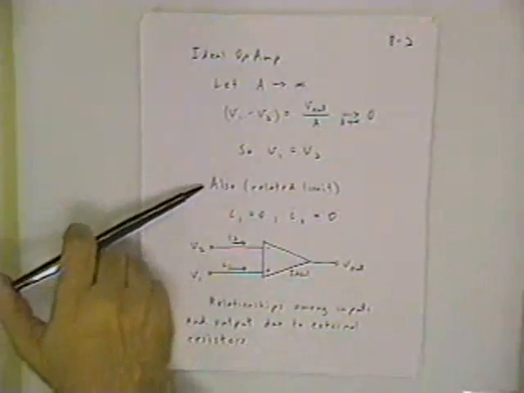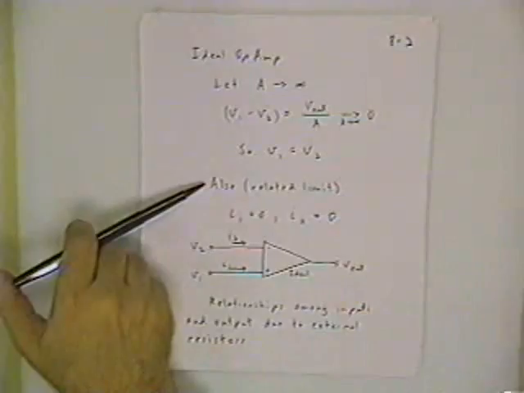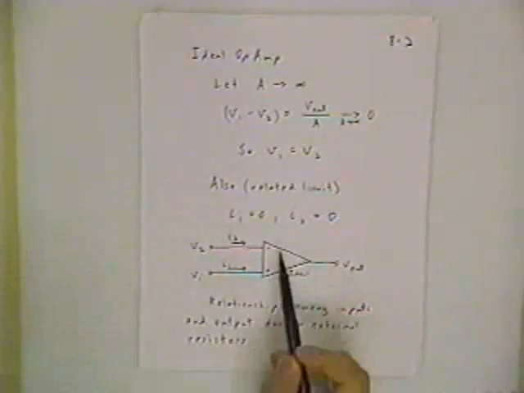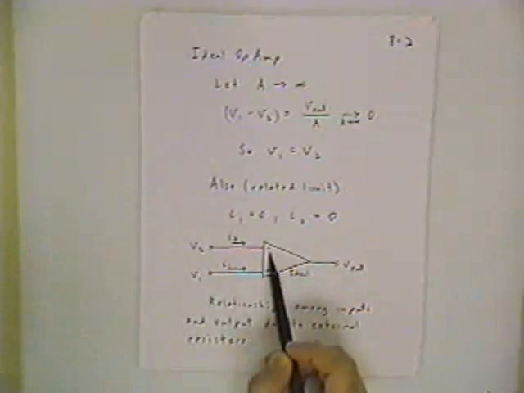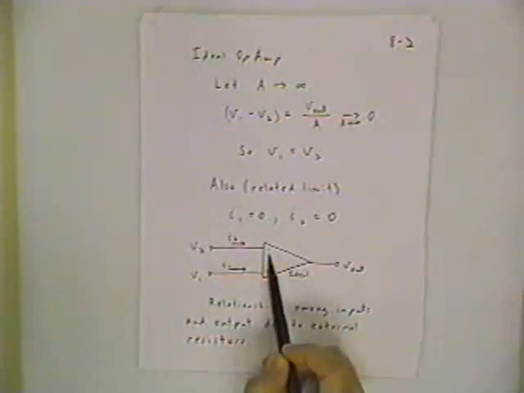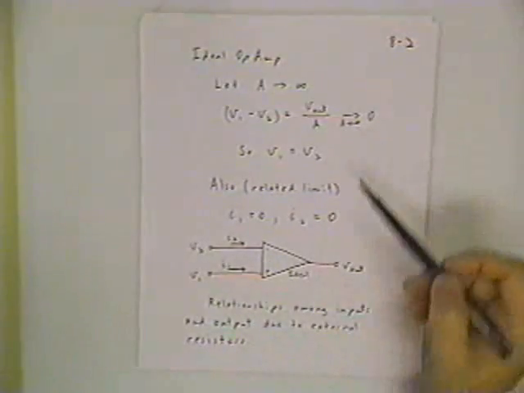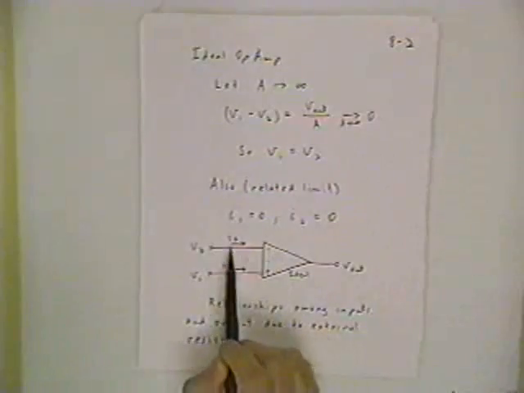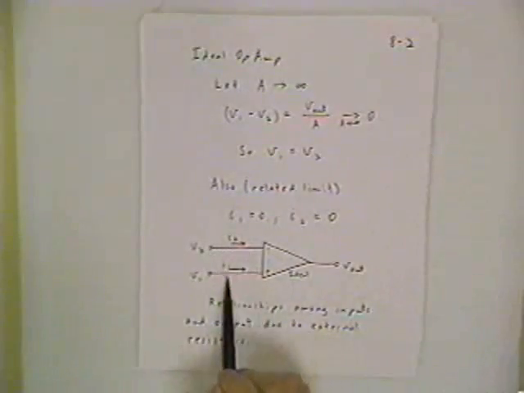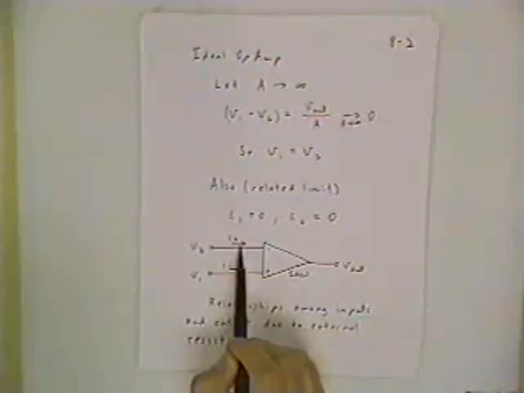There's a related limit. We don't have time to show it right here, but it has to do with another internal parameter of the op-amp called the input resistance. If you drew a resistor between these two nodes and then allowed that resistor value to go infinite, that would be essentially the same limit as making the gain go infinite. What that says is that there can't be any current in these wires. So if we have an infinite input resistance, no current in these wires.